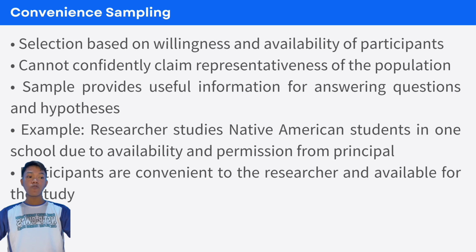It is based on the willingness and availability of participants, but the researcher cannot confidently claim representativeness of the population because it relies on the willingness and availability of the respondents. The example here is a researcher who studies Native American students in one school due to the availability and permission from the principal. The researcher doesn't have any choice but to choose that particular organization because it is the only organization that chose to be studied and volunteered to be studied.